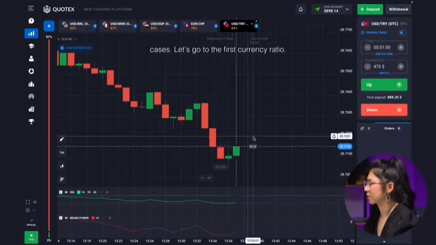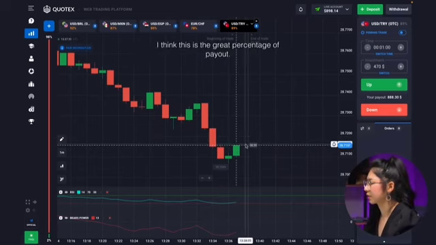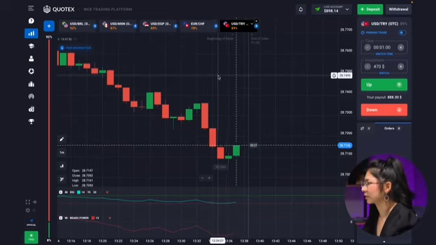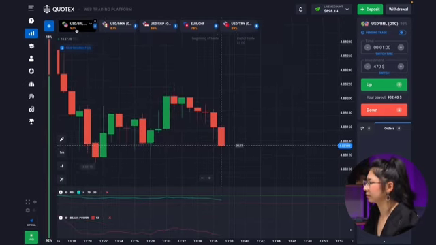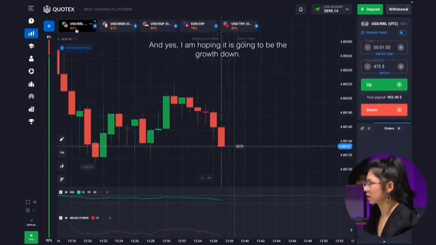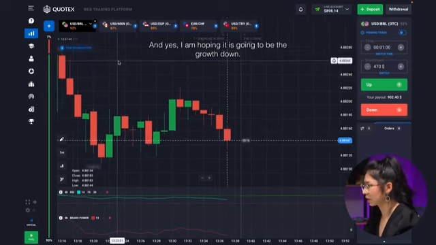Let's go to the first currency ratio. I think this has a great payout percentage. The United States dollar and the Brazilian real. And yes, I'm hoping the graph is going to go down.